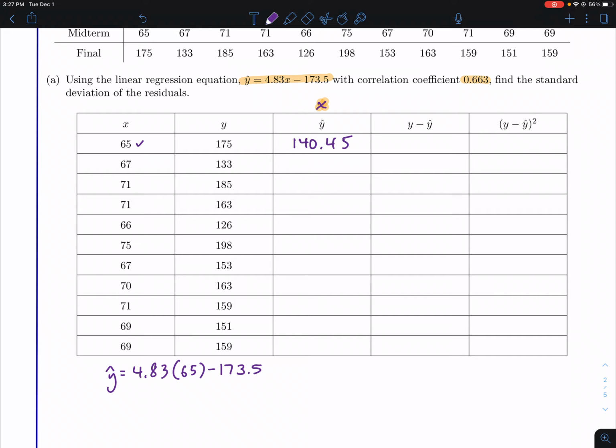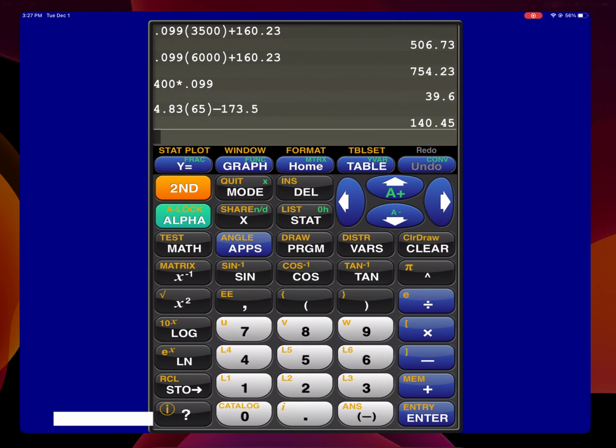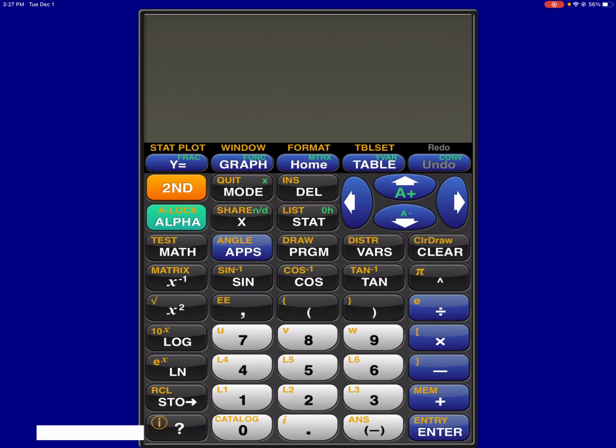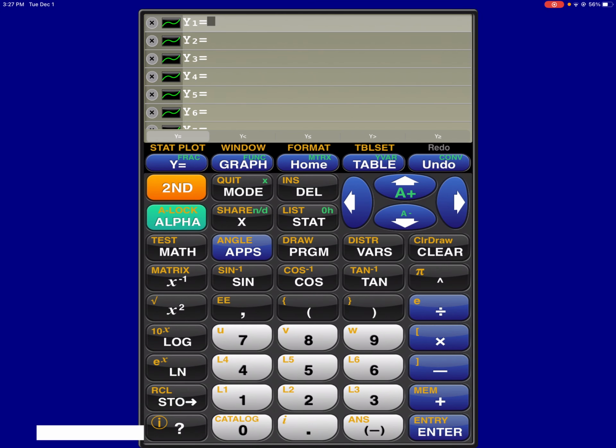Now what we want to do is the exact same thing. We want to put 67 in, 71, 71, 66, 75, 67. There is a trick that you can do to make life a little easier on the calculator, so you don't have to plug these in each and every time. If you go to your calculator and go to y equals, we can enter this equation in, and then if we wanted, we could graph it. But I want to just use the table aspect of this.